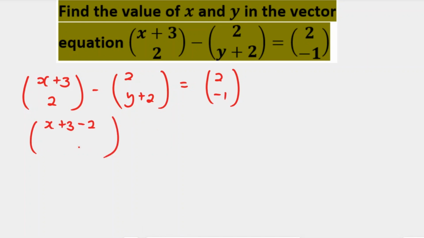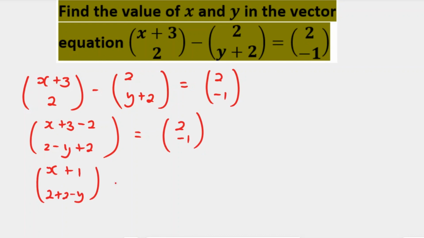Now let's come to the y component. And that's going to give us 2 minus y plus 2, equal to the right-hand side, that is 2, negative 1. So that is it. We can simplify the left-hand side. Now we can collect some like terms here. They have been grouped already. So now we have x, 3 minus 2 is going to be 1. So x plus 1, we come to the bottom. We have to collect like terms here. So you're going to get 2 plus 2 minus y equal to 2, negative 1.